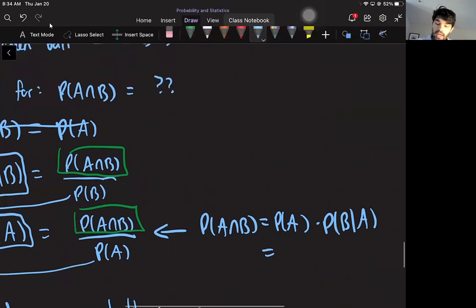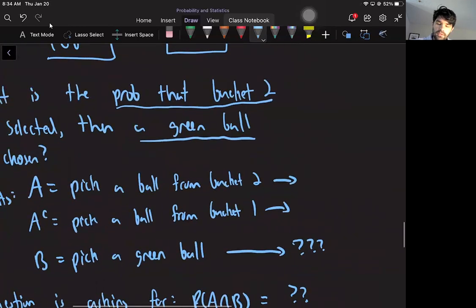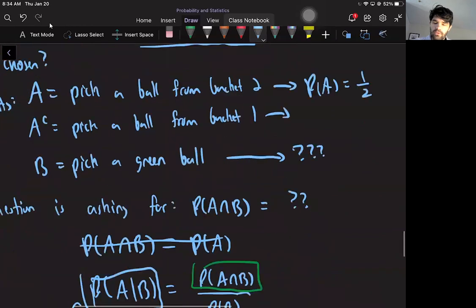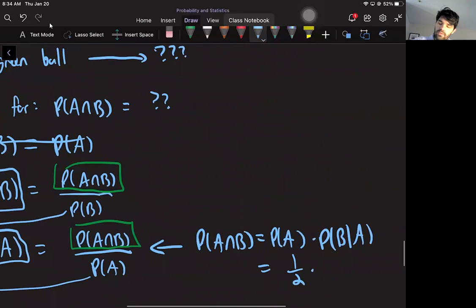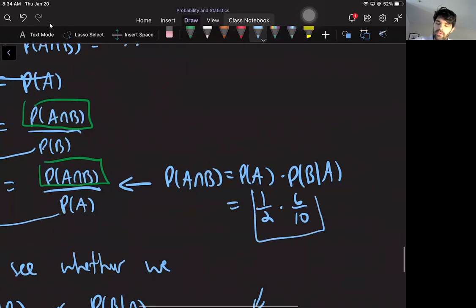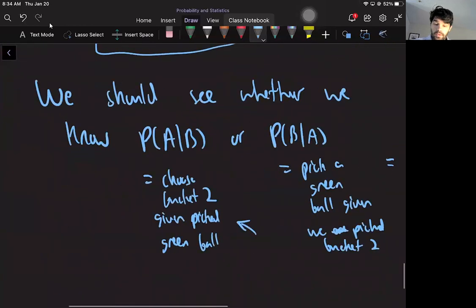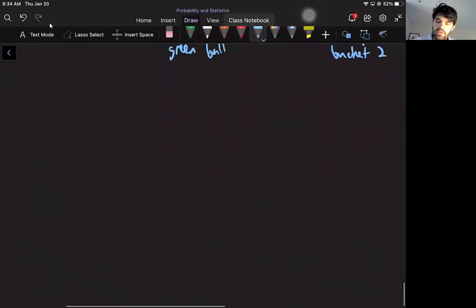Now what's the probability of A? The probability of picking a ball from bucket 2 is told to us as a half. Each bucket is equally likely to be chosen, so that's going to be 1/2. And then this was the 6 over 10. You can simplify if you want, but that's also fine like that. So a lot of it is just parsing the information you have. You have tons of information and you just have to know what you need to use.